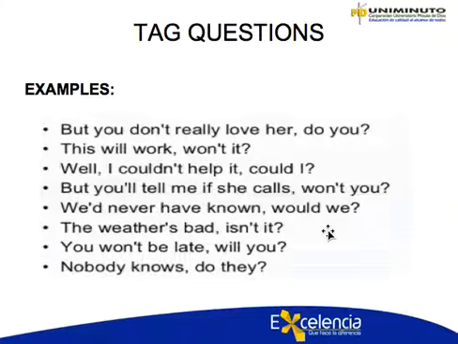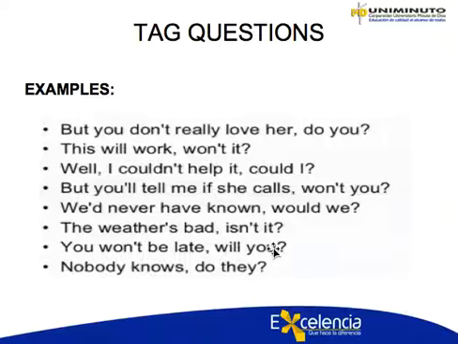The weather is bad, isn't it? The weather is bad is positive. So, isn't negative, and it, porque estamos hablando del clima, it. You won't be late. Negative, won't. And in this case, as I said before, when it's negative, you have to use positive. Will you? And the last one, this part is tricky because you're using words like nobody, everybody. So when you use those words, nobody knows, you need to use the auxiliary do. And always you need to use the subject they. Nobody, everybody, do they.